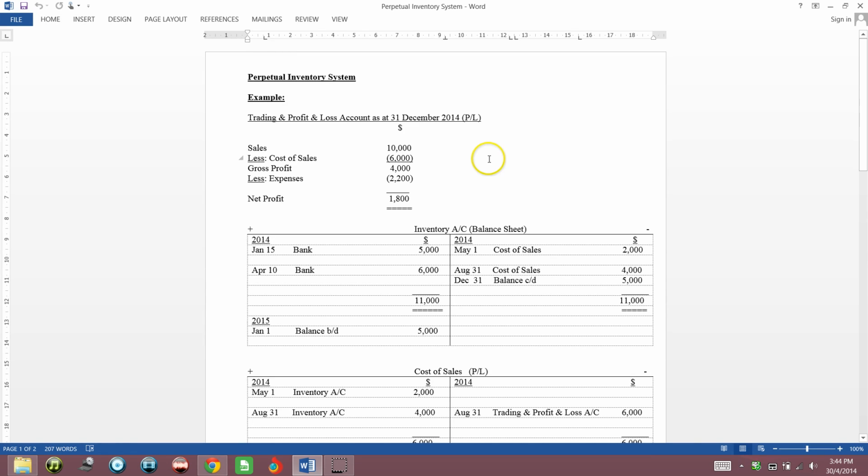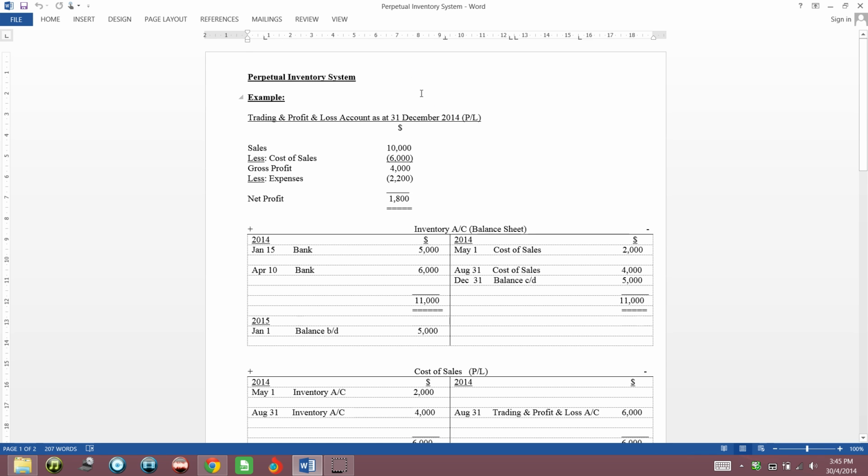Hi, see you again in this module 3. Now we are going through the perpetual inventory system. Inventory means the same as stock. That means your company stock. In other words, your company inventory.